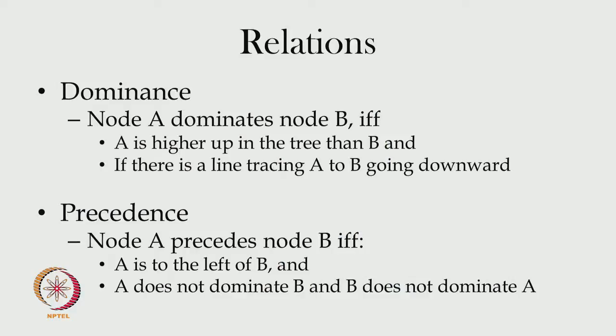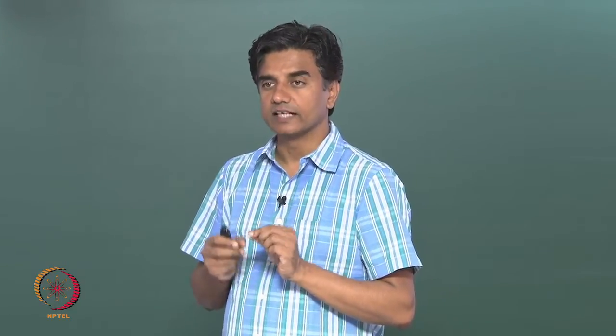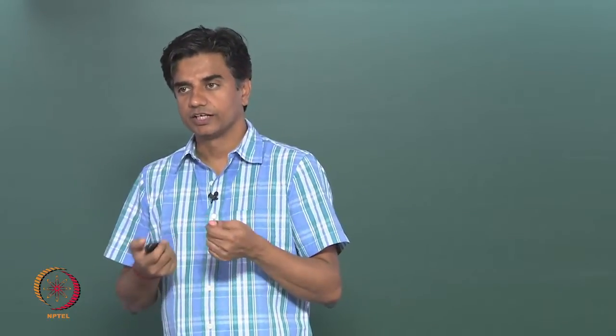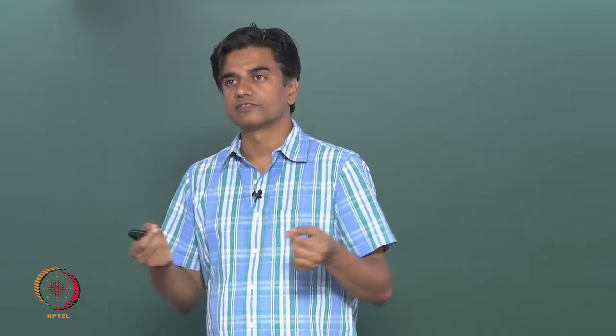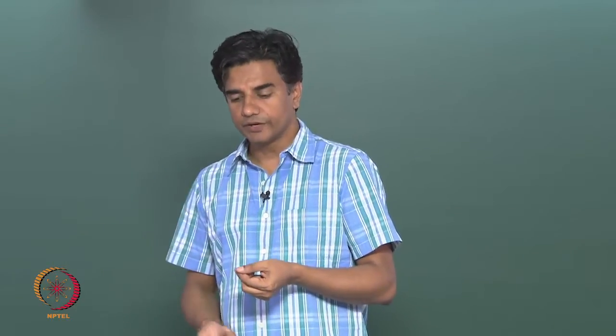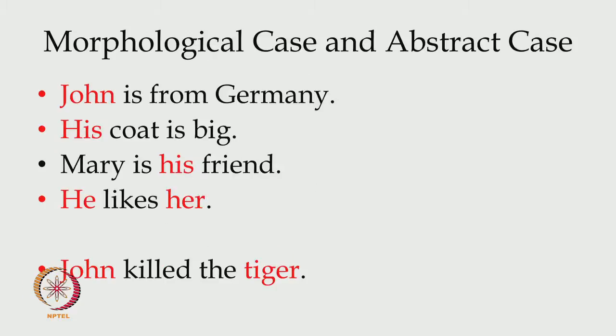Remember this part? Dominance and precedence. So far, keeping these two things in mind, we are going to move ahead with cases and we will introduce two more concepts of governance, that is government, and then finally C command, which I told you last time, the term stands for constituent command, how one constituent commands, controls the other one, okay? We come to agreement patterns a little later. Let's look at first case.